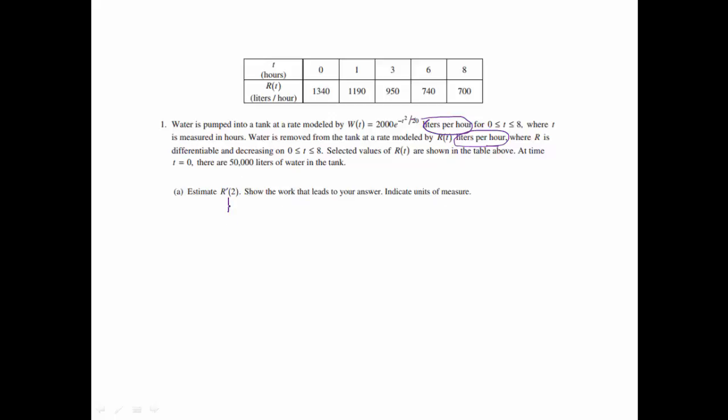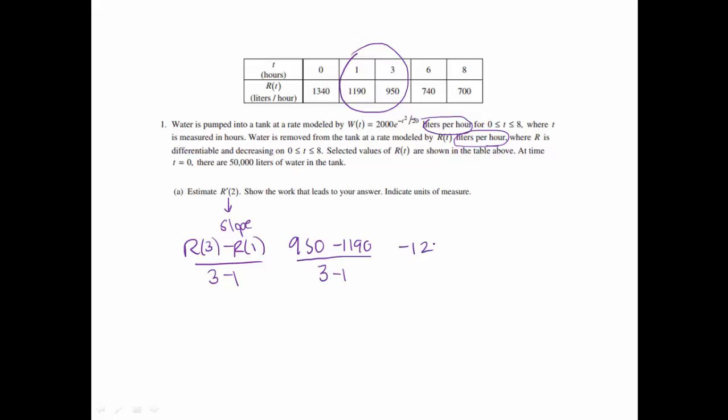R prime is a derivative, which is also a slope. So this is the table for R. If I would like to find the slope at 2, I notice that there are 2 points that 2 would be enclosed between. So I'm going to find the slope of the line containing those 2 points. My slope would actually be R of 3 minus R of 1 over 3 minus 1. You would not have to write it that way; if we just wrote 950 minus 1190 over 3 minus 1, that would give me an answer of negative 120.